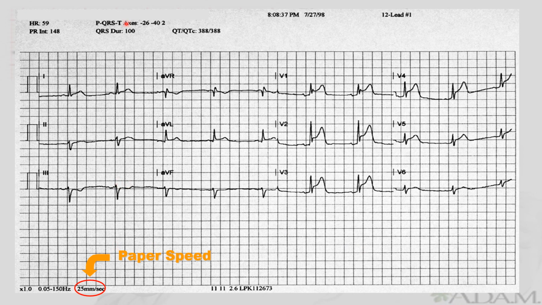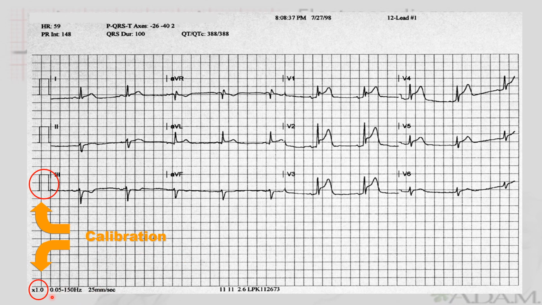So the first thing you have to check in the ECG before you comment on it is the speed. In most ECGs the speed is written, like here, 25 millimeter per second. And the calibration, like here, times 1 means it is the normal calibration. If it is times 2, it means double calibration. Or you check the mark at the beginning of the ECG, where you will find 10 small squares.